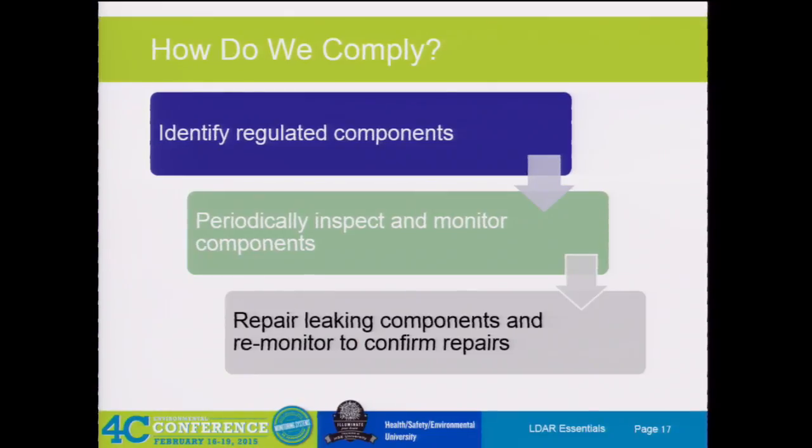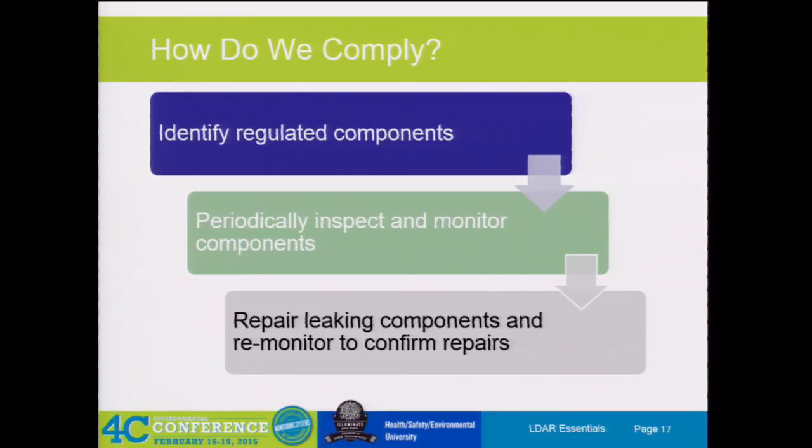So how do we comply? We identify regulated components. So how do we identify regulated components? We identify regulated components by stream speciation. That's how you know what's in your program.